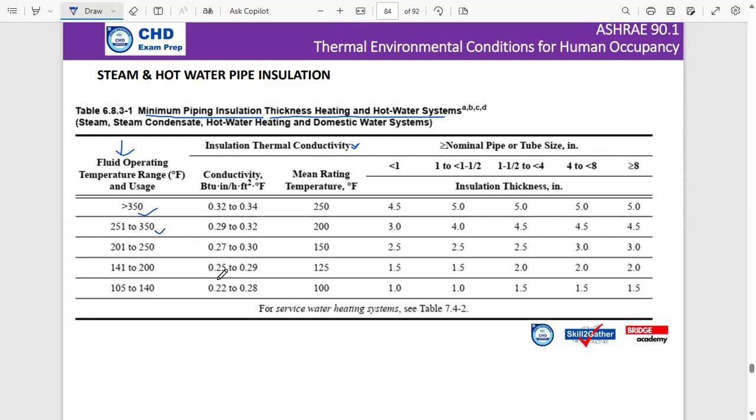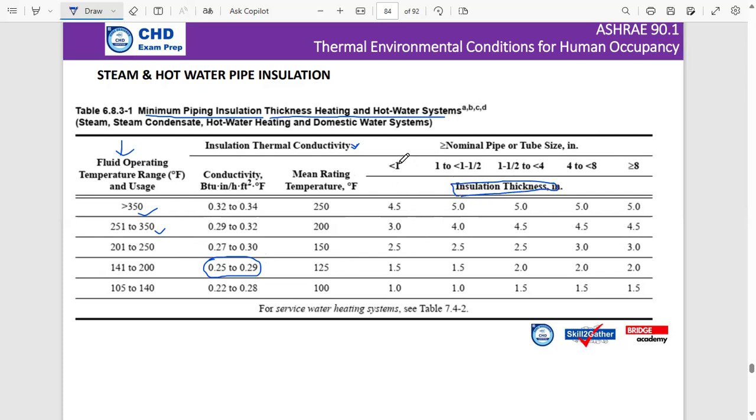Let's say you went to market to buy some insulation. You are going to check the specification. And this could be a specification. The insulation is between 0.25 to 0.29 BTU per inch per degree Fahrenheit per square feet to be used for the temperature ranging 141 to 200 degree Fahrenheit in pipe. Okay, and insulation thickness is in here in this portion.